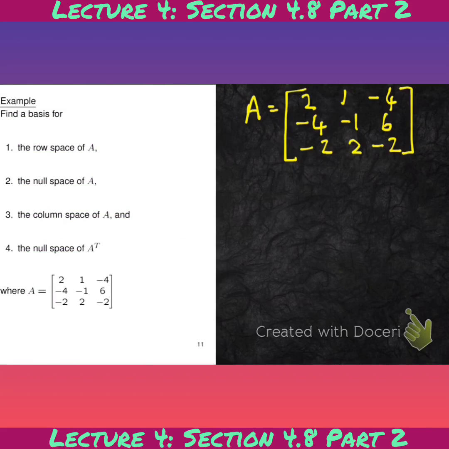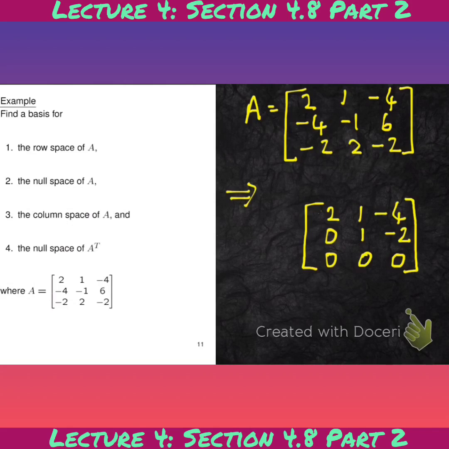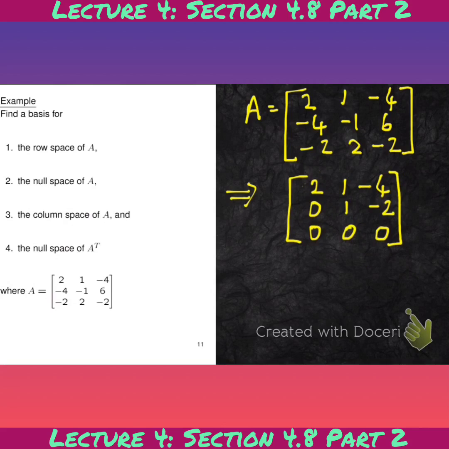Alright, looking at the first one there, let's find the row space of A. It's easy to do that. All we do is we reduce A and we get the following. We get that matrix there.